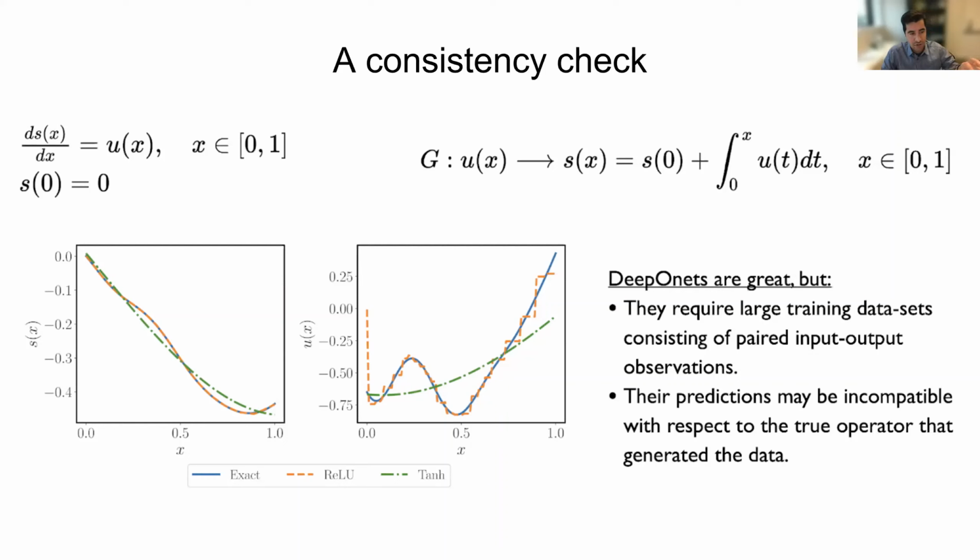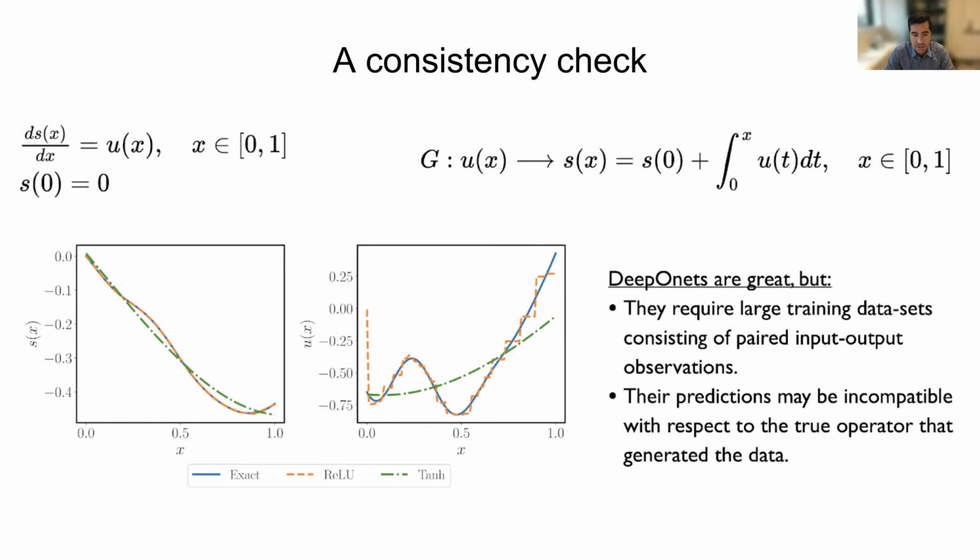However, if you take that test trajectory, you plug it into the ODE and you take its first derivative, you compute ds/dx, you would expect that it should match the right-hand side, which is u of x. But it turns out that if you compare that prediction with the exact u of x, you get this very wiggly plot on the right-hand side. So you have a residual that is definitely not zero.